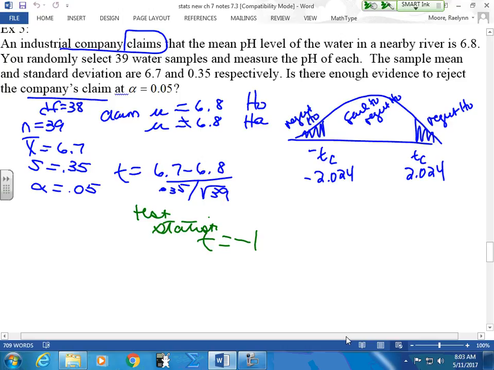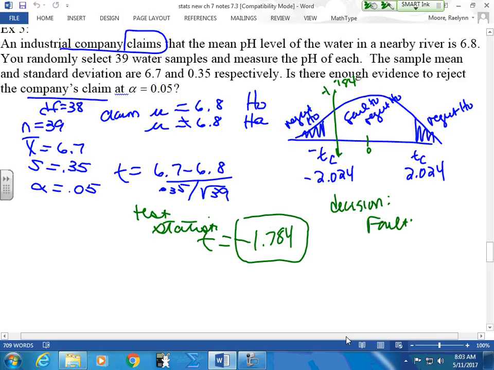Negative 0.09. You got it off your calc? Something's wrong. Negative 1.784. We'll look at your calc in 1 second. Now, this is where I want to see where this falls. My zero's in the middle. This is a number line. It falls slightly right here. So, my decision is fail to reject H0.